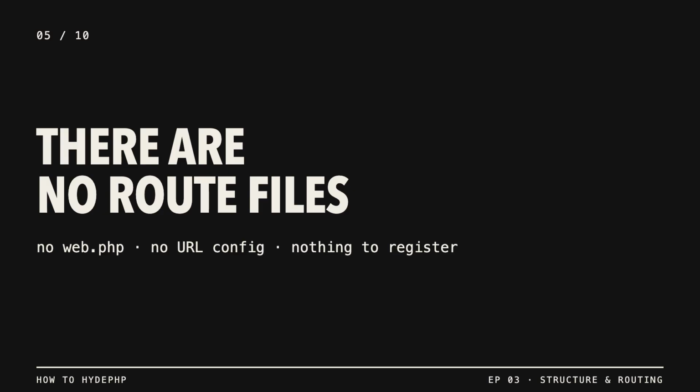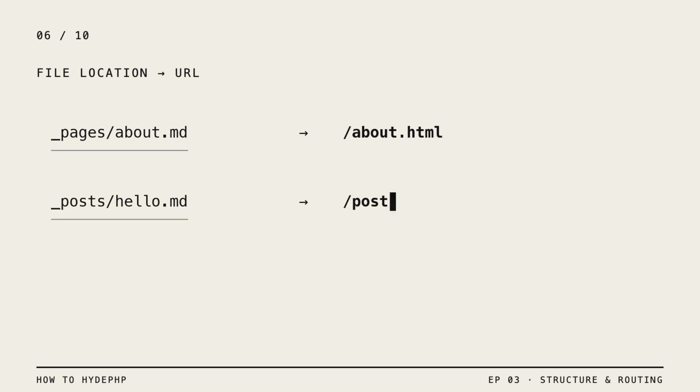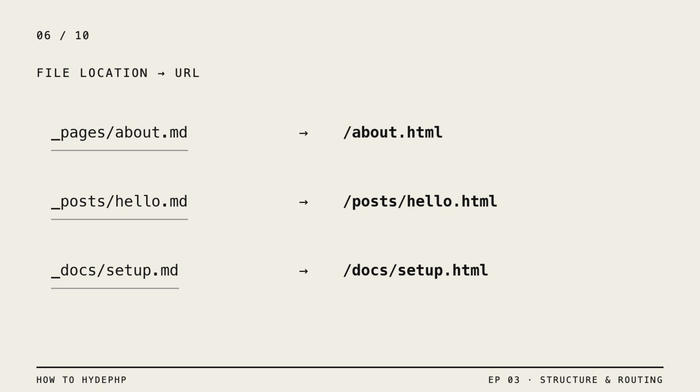Now the key idea. Hyde has no route files, there's no web.php, and no config that maps URLs. Instead, the file's location and name become its URL. _pages/about.md becomes about.html at the site root. _posts/hello.md becomes posts/hello. And _docs/setup.md becomes docs/setup. That is the entire routing system.